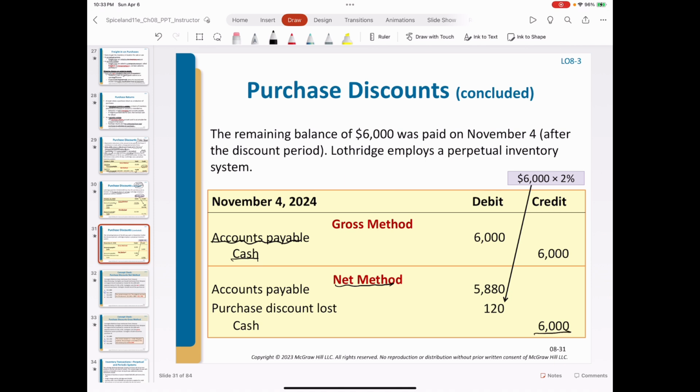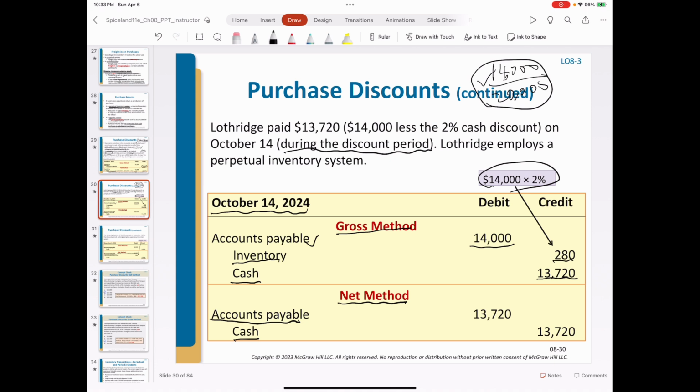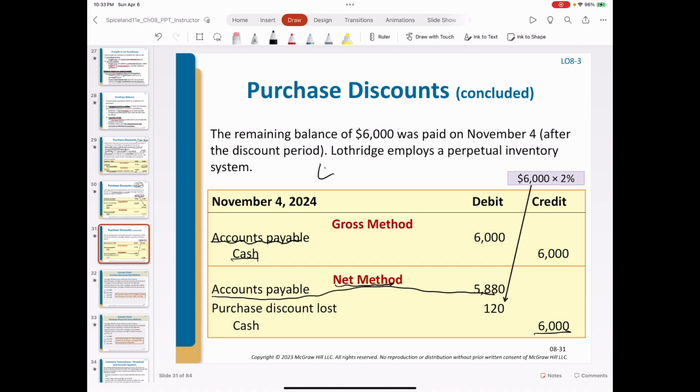And accounts payable was $5,880. Why? Because the buyer in this example only took $280 discount out of $400. In other words, originally we assumed the total $400 discount would be taken, but the actual discount was $280. So the amount of discount that was forfeited was $120. So we will debit purchase discount loss. In some books, it is called discount forfeited.